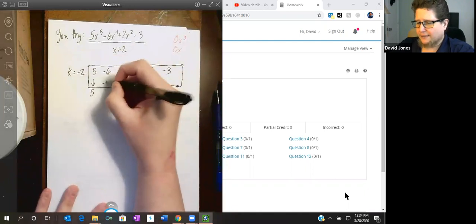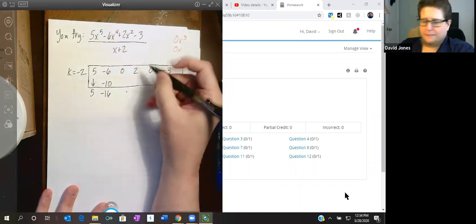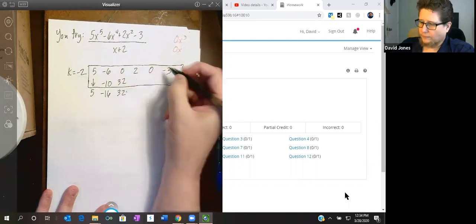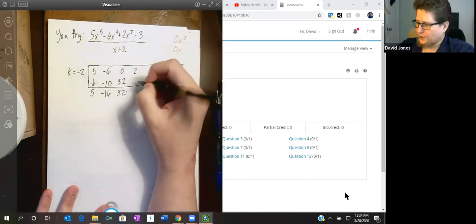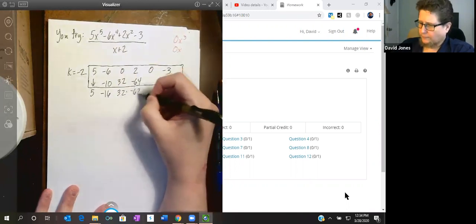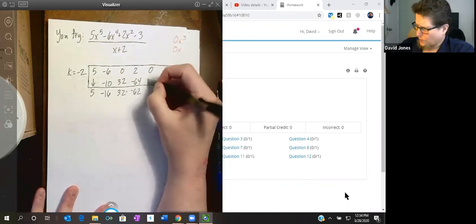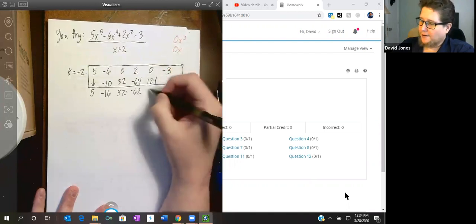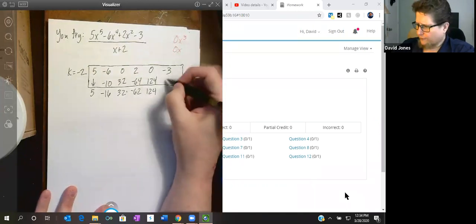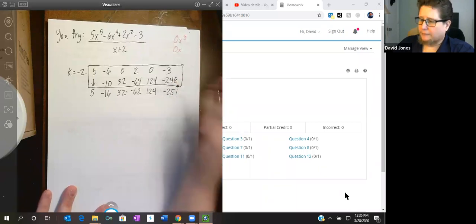Negative 2 times 5 is negative 10. Negative 2 times negative 16 is 32. Negative 2 times 32 is negative 64. Negative 2 times negative 62 is 124. It's getting big, isn't it? And negative 2 times 124 is negative 248, which gives us negative 251.